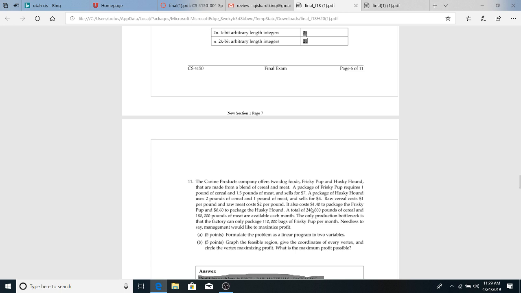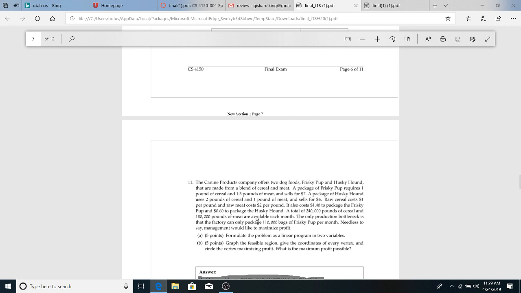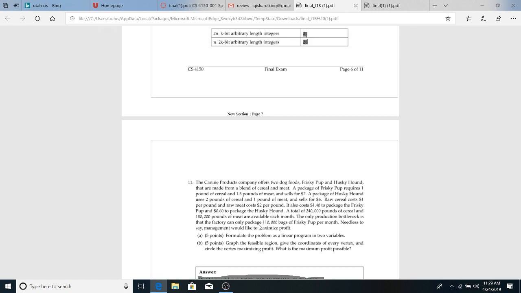Okay, and then here are some of our constraints, which have a certain amount of weight in cereal, a certain amount of weight in meat, and then the production bottleneck is that they have a certain number of bags, right? So they're only going to make so much. And then they're going to try and maximize profits, right? So first thing is, let's try and create a constraint for the amount of cereal, right? So we have 240,000, right? That's pounds, and so we have 1.5 for F.